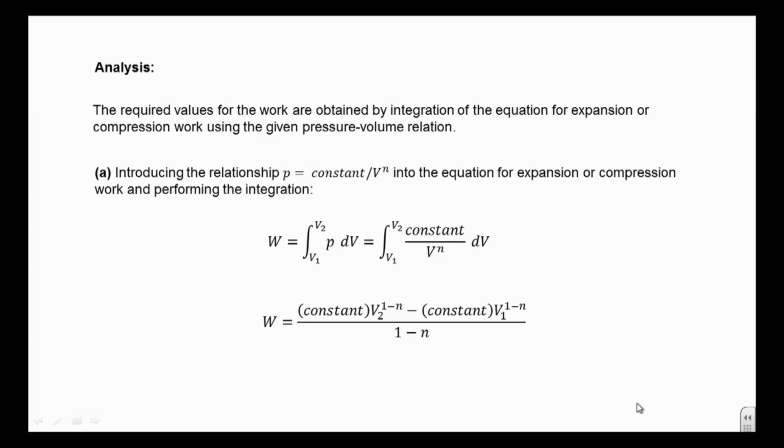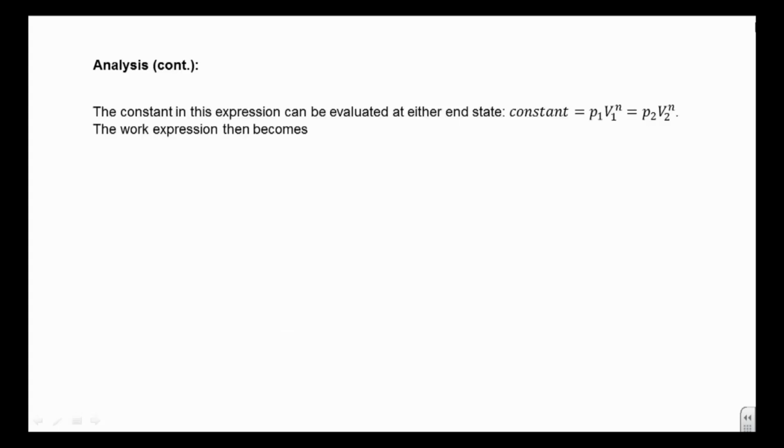In order to evaluate this expression for the work, the only thing that remains to be done is to evaluate the value of the constant for the polytropic process, which is what we'll do next. The constant in the expression can be evaluated at either of the n states. The constant is equal to P1 V1 to the n or P2 V2 to the n.